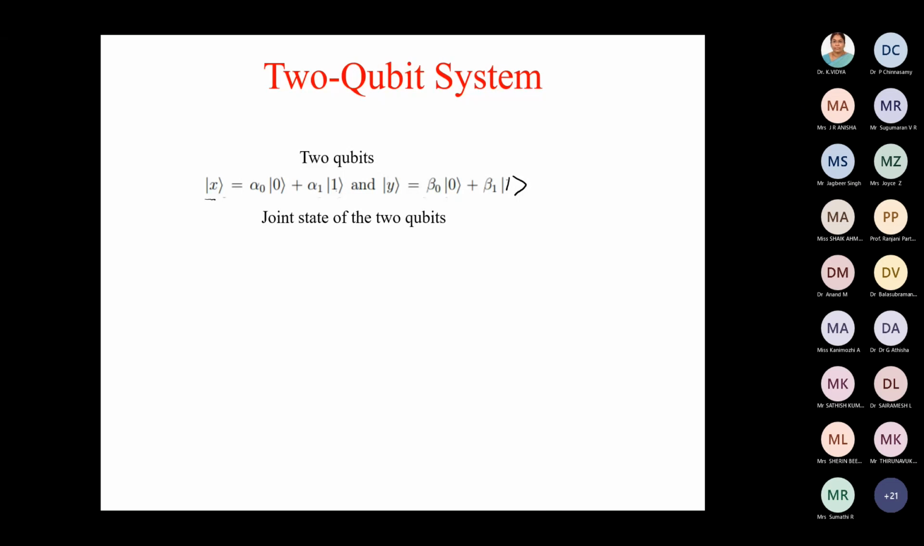Whenever you want to combine 2 qubits or 2 quantum gates, this combining is done by tensor product. So can anyone tell what is the tensor product? If I talk about matrix multiplication, if there are 2 matrices, A tensor B, A is a matrix, B is a matrix, I want to do the tensor product of A and B. So what will be the tensor product?